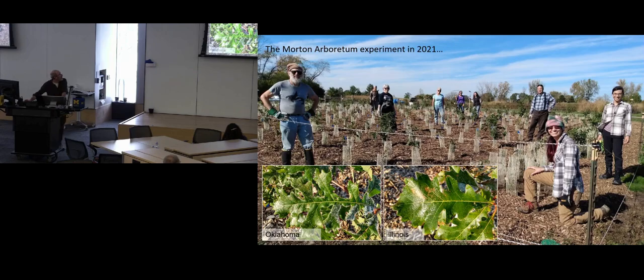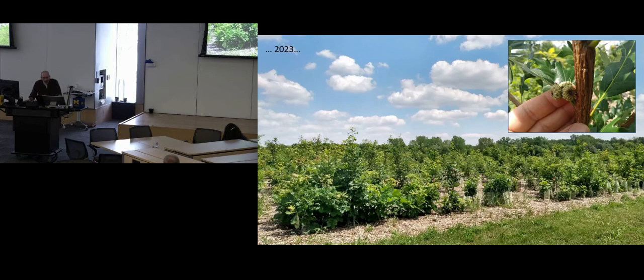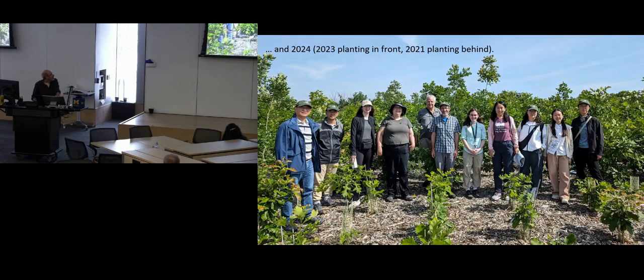And this is what the Morton Arboretum experiment looked like in 2021. You can see the distinction already at the end of that season between the deeply divided Oklahoma leaves and the less deeply divided Illinois leaves. In 2023, with already acorns being produced, we'll come back to that. That was a shocker. I know you're shocked. And 2024, here with our colleagues from China visiting. Okay, so that's setting up the experiment.